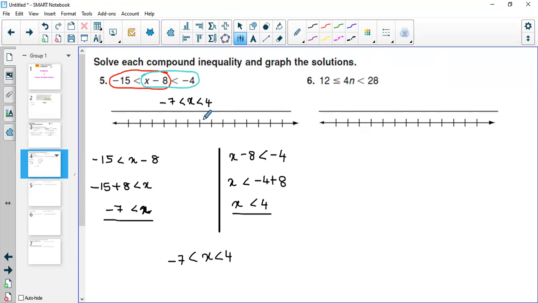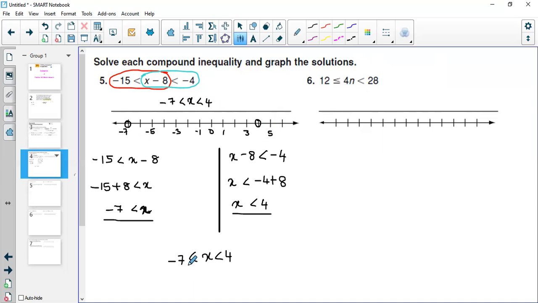Now, how are you going to graph it? Definitely, you will be needing the numbers here. So let me start with negative 7, negative 6, negative 5, negative 4, negative 3, negative 2, negative 1, 0, and 1, 2, 3, 4, 5. I don't need anything more because I'm going to be graphing negative 7. So I draw an open circle on negative 7, and which is the other number I have? A positive 4. So I also draw a circle on positive 4.